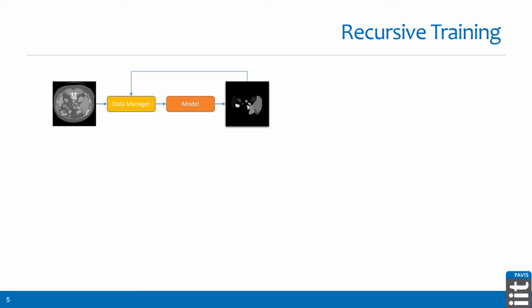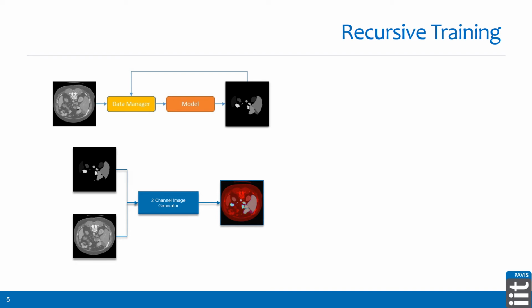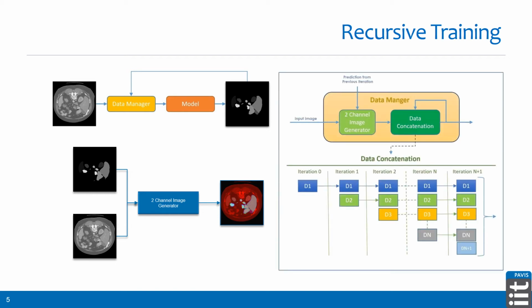Here we can again see the proposed methodology in detail. The input image produces a prediction and that prediction is sent to the data manager where a two-channel generator is working and generates a two-channel image comprising the input data and the augmentation mask. Here we can see that at each iteration the input data is enriched with newly generated data. For example, D1 is the original data and D2 is the newly generated data from the two-channel generator in iteration 1, and this process continues until the improvement of the accuracy stops.